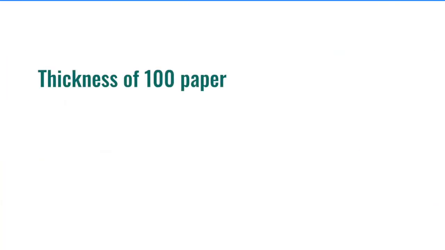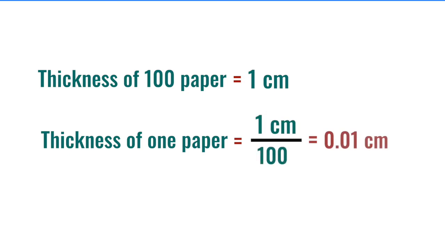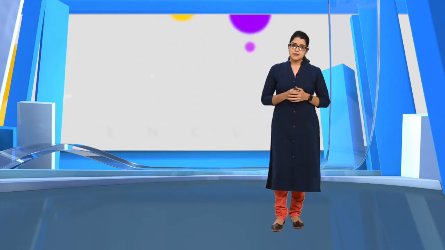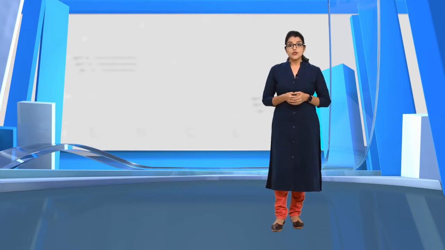We know that the thickness or height of 100 sheets of paper is equal to 1 centimeter, and the thickness of one paper would be 1 divided by 100 equals 0.01 centimeter. If you feel that the thickness of 100 papers is too small and hard to measure, take 200 or 500 papers. But just remember, in order to get the thickness of one paper, we have to divide the thickness of the total paper by the number of papers. See, it's so simple.